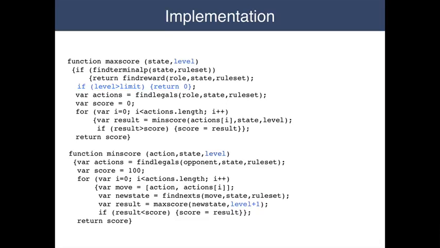The implementation of depth-limited search is a small variation on the implementation of the minimax player described in the preceding lesson. The only difference is the addition of a level parameter to max score and min score. The parameter is incremented in min score on each recursive call to max score, as we see here at the bottom. And if the level of any particular non-terminal state in the game tree exceeds a predetermined depth limit, rather than expanding, max score simply returns 0 for that state, which is a quite conservative lower bound on the utility of the state.